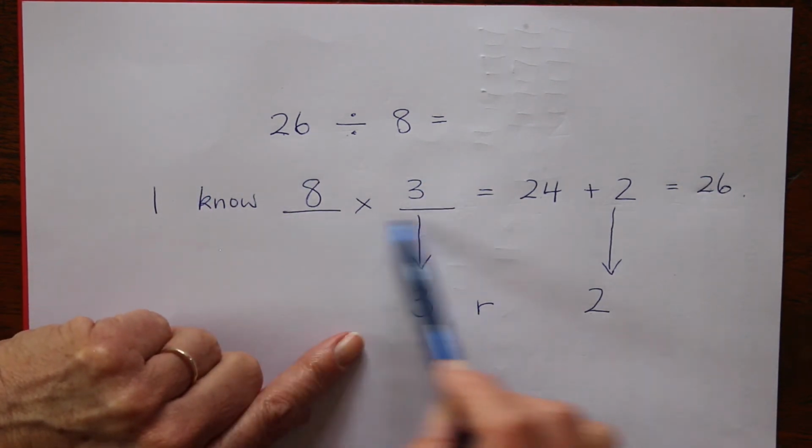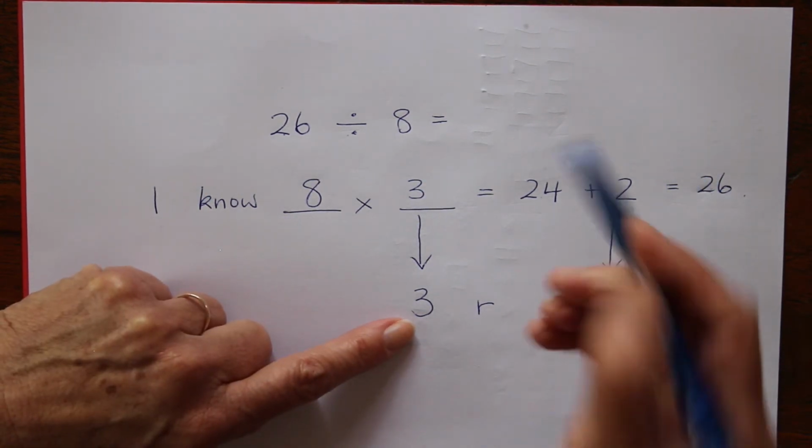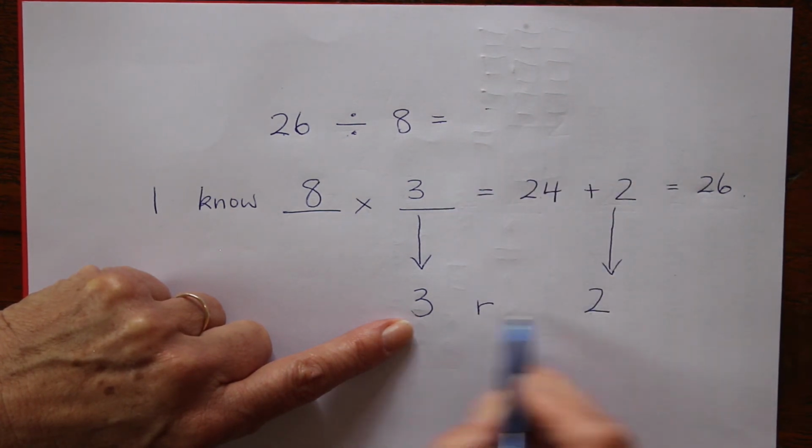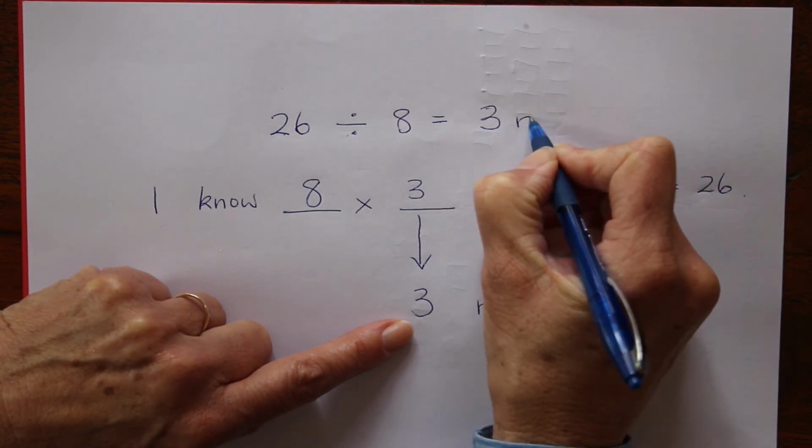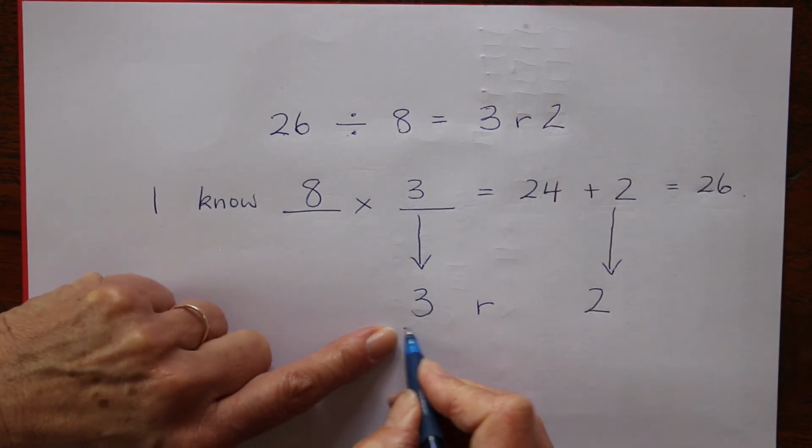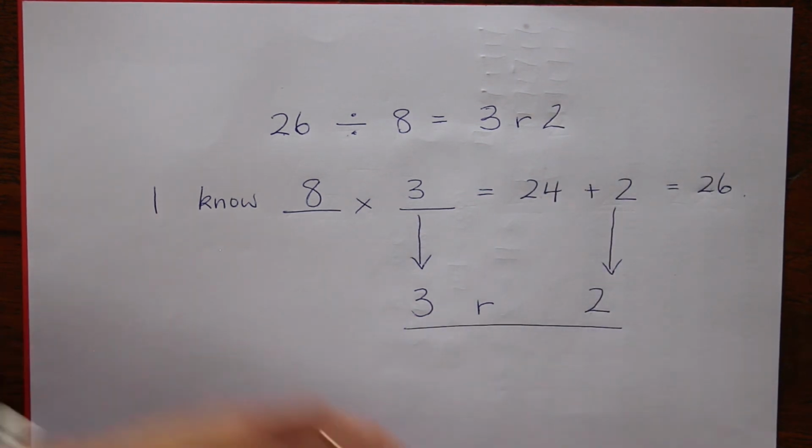So this is my working out part to get my remainder. I know that, to get my answer with the remainder, 3 remainder 2. Let's try one more.